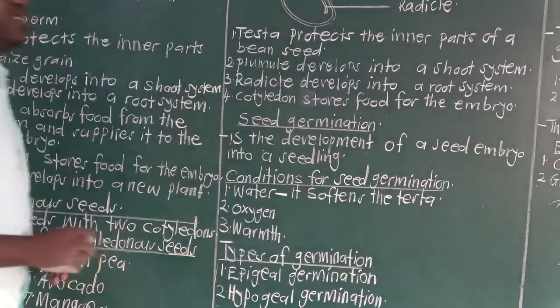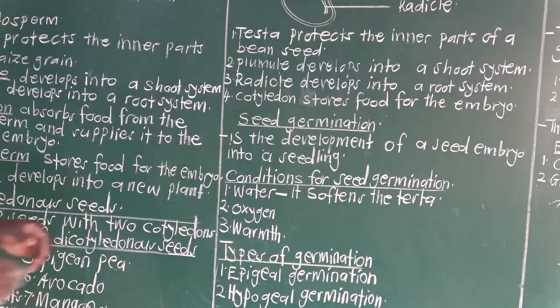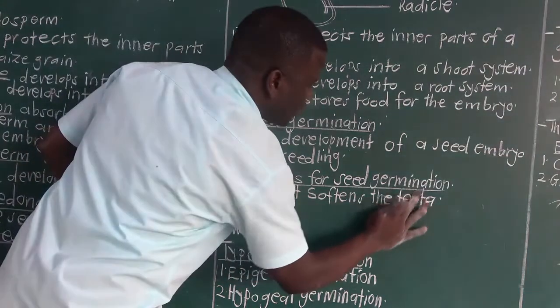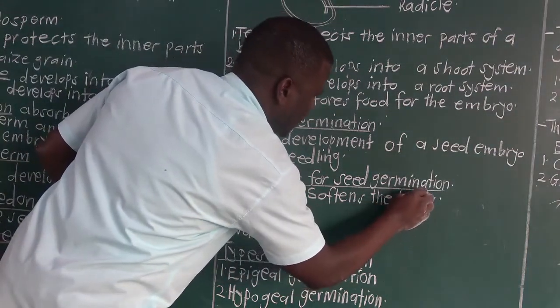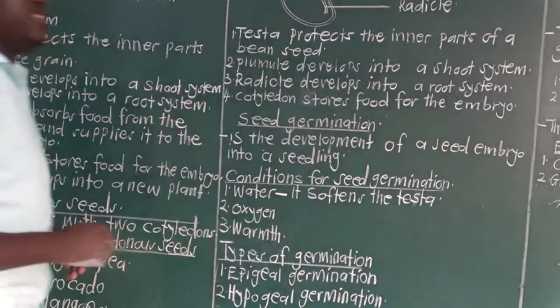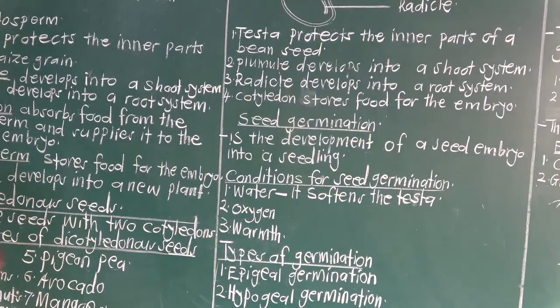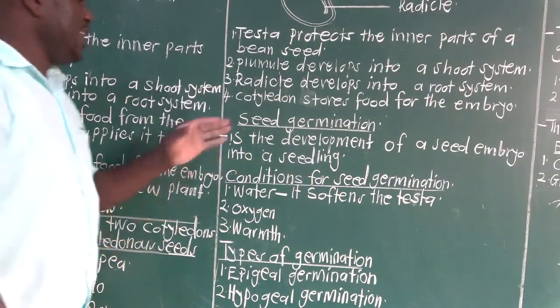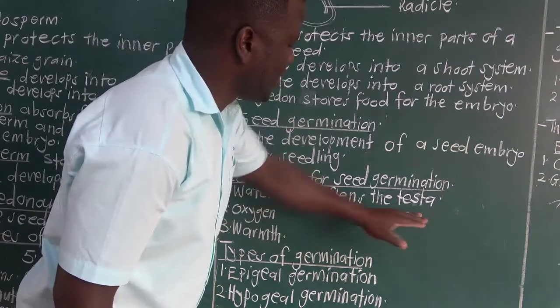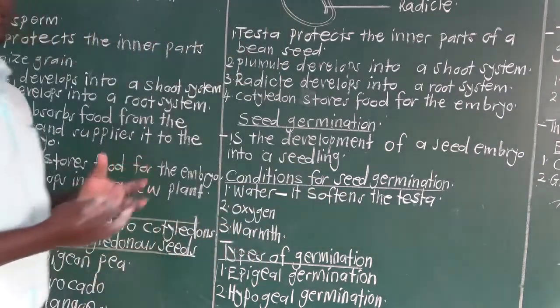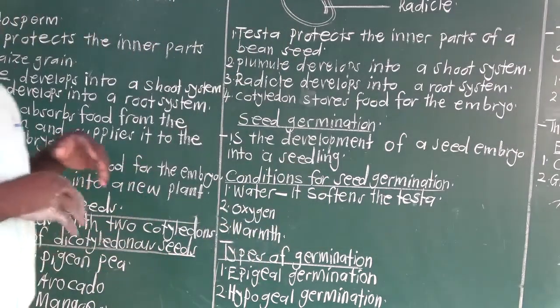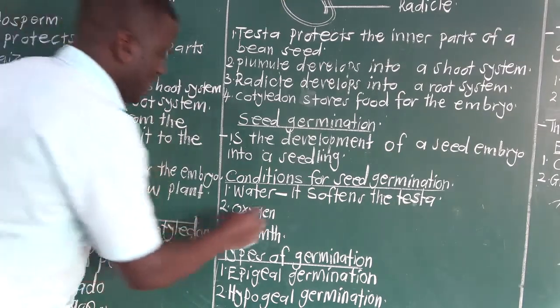Water softens the tester. Apart from softening the tester, water also dissolves stored food in the seed. Or you can simply say it softens the tester. It makes the tester soft for the radicle to pass. Then we have oxygen.